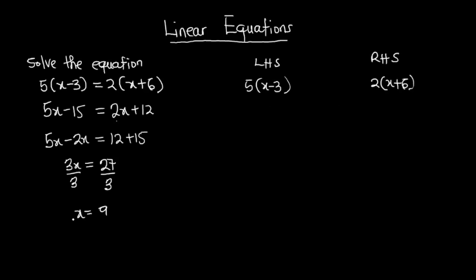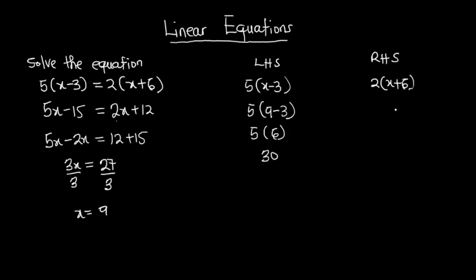Now we found out that our x is 9, so let's do the substitution and see if it's going to be the same. So 5 into bracket 9 minus 3 will give us 6. 5 multiplied by 6 will give us 30.